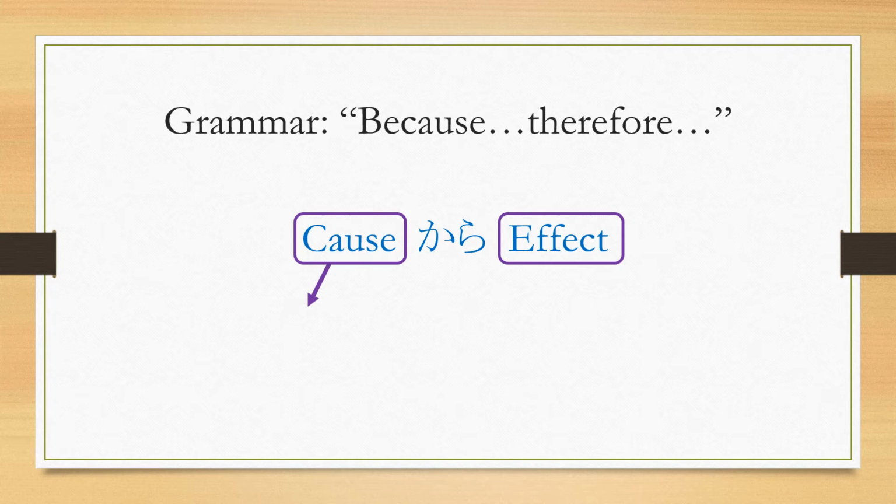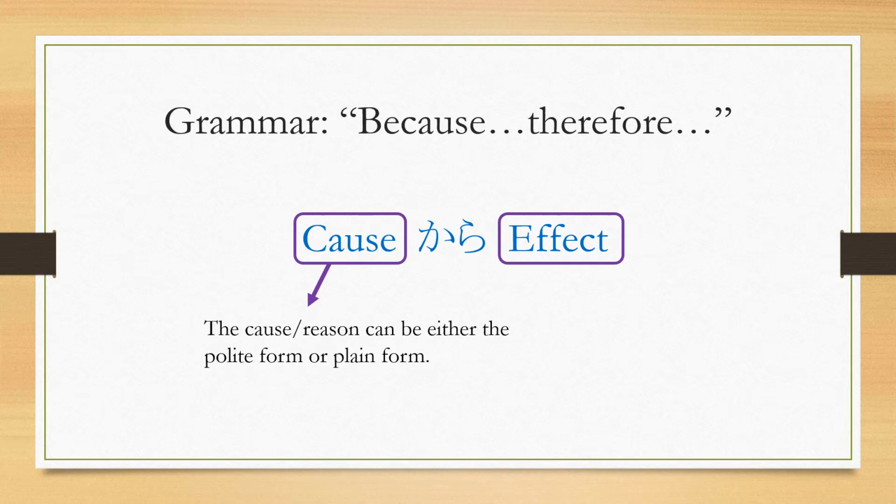Now, if you understand kara as a reason marker, then it will make better sense. Kara is a reason marker that attaches to the end of the reason or the cause. So in a sentence of cause and effect, the cause part of the sentence needs to be in either the polite form or the plain form. So it doesn't matter whether you're using the masu, mashita, or the ru or ta form. However, if your entire sentence ends in the plain form, then your cause has to be in the plain form. But if your entire sentence ends in the polite form, then the cause can either be in the polite or the plain form.